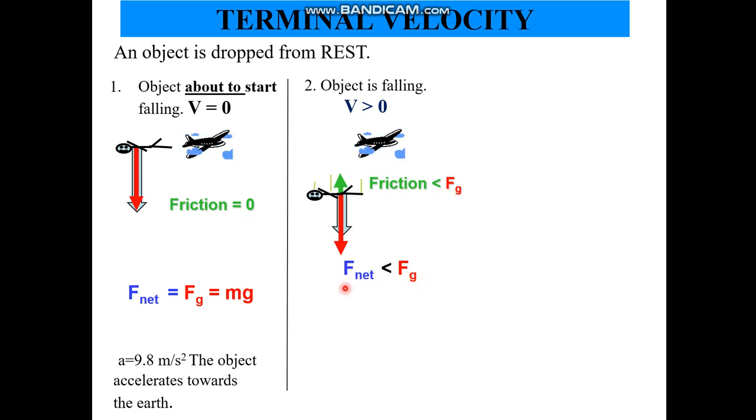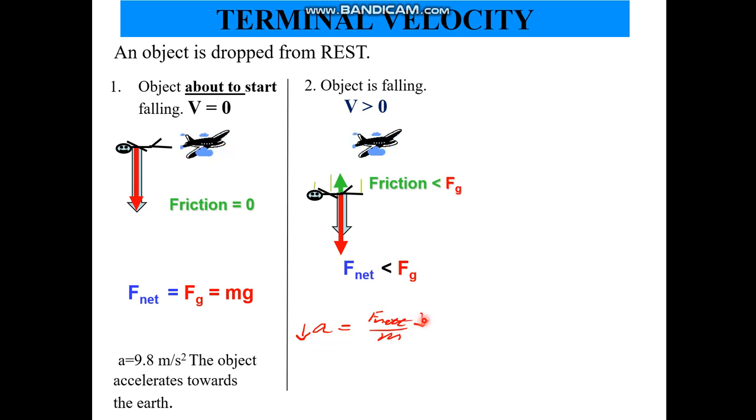His F net is now going to be less than it was. Here his F net was equal to the force of gravity. Now his net force, the blue arrow, is going to be less than it was over here, because it's going to be this red one minus the green one. It's the force of gravity on him minus the force of friction, which means his net force is now less than the force of gravity. Because his net force has dropped, we know this equation for acceleration is F net over m.